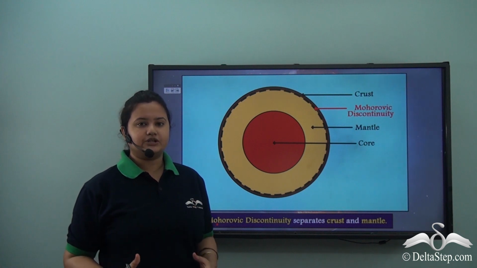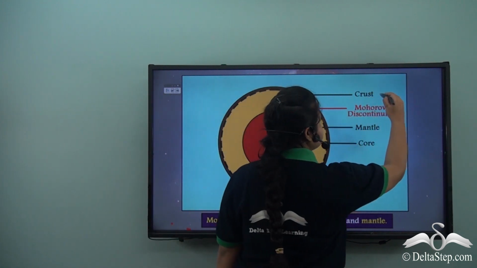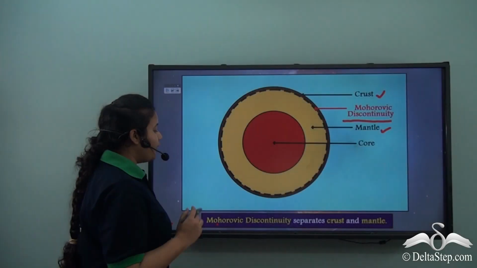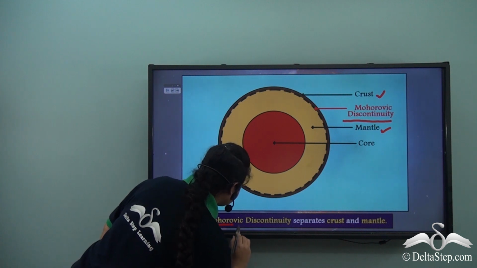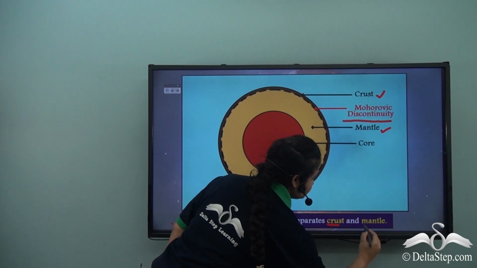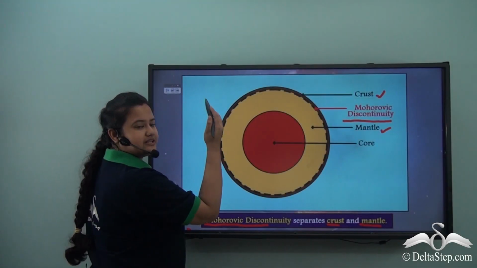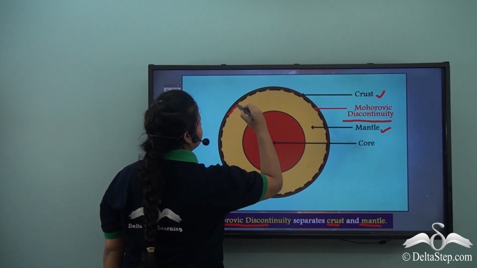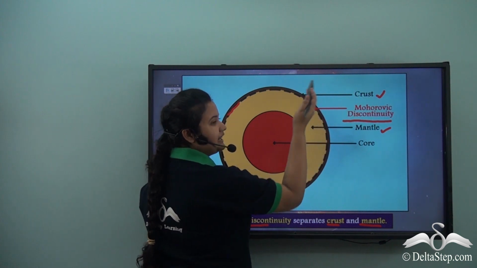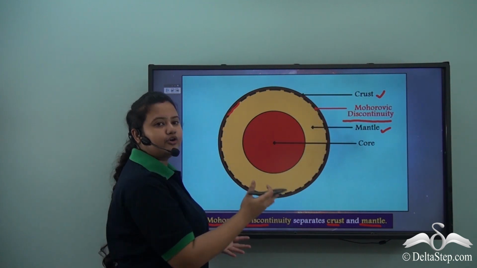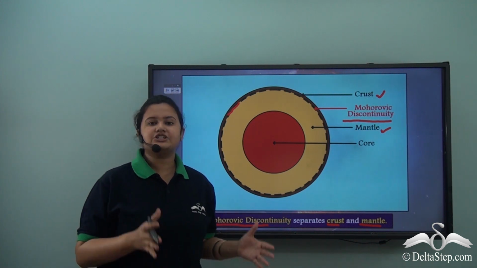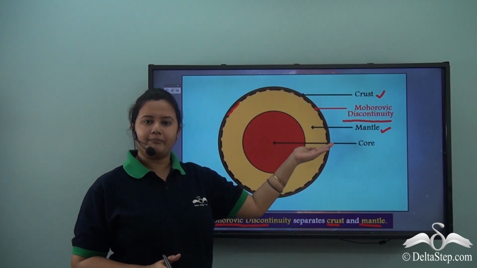Now, the discontinuity that distinguishes crust and mantle is called Mohorovic discontinuity. So, Mohorovic discontinuity is a boundary between crust and mantle. As you can see from the picture, this dotted line is the boundary between crust and mantle, and the name of this boundary is Mohorovic discontinuity. So, Mohorovic discontinuity is the transition zone between crust and mantle.